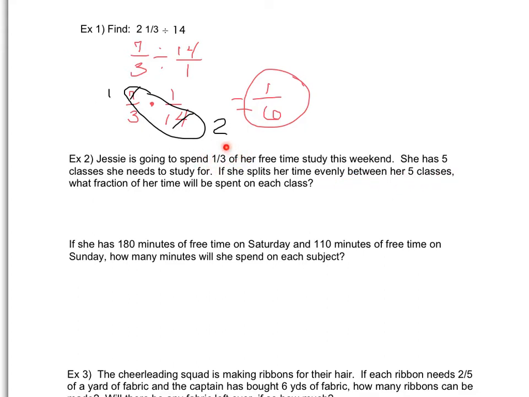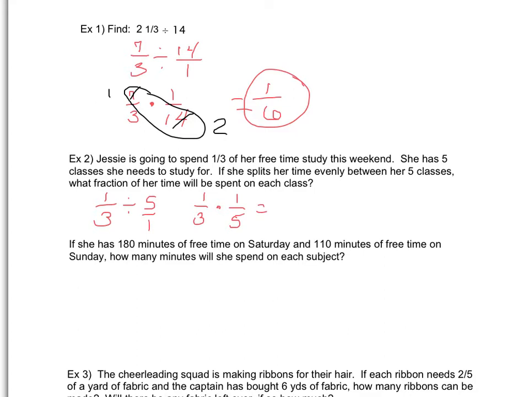So she's dividing that 1/3 up amongst her 5 classes. So she's taking her 1/3 and dividing it by her 5 classes. Well, according to my steps above, I'm going to say that that's 5 over 1. I'm going to rewrite my first fraction, change divide to multiply, and flip the second one.